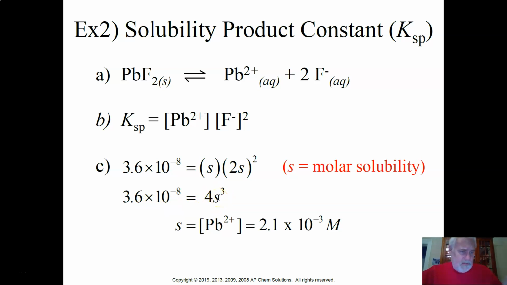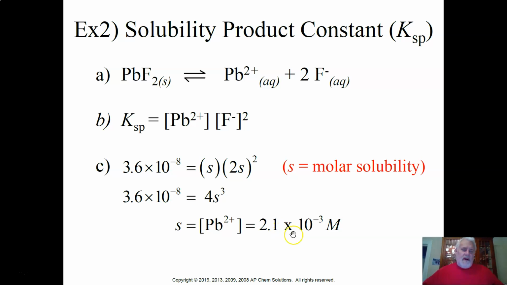Therefore, you get to do a fun little cubed root problem where you solve for S, and of course you can use the caret key to raise that to the 1/3 power. If you cannot easily find your cubed root, I think most of those calculators, you use those math functions, that cubed root key will be on there. So this is really common in the KSP, to have to solve for a cubed root. And when you crunch those numbers, you get 2.1 times 10 to the minus third molar.